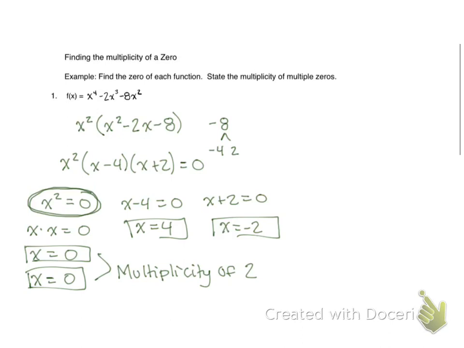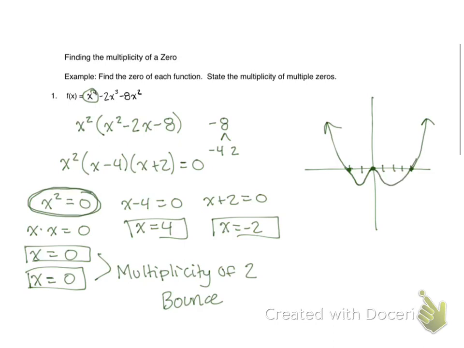What is this going to do on the graph? This is going to bounce. If I do a rough sketch of the graph, at -2 I have a 0, at 4 I have a 0, and at 0. Well, based on the leading term here, what's the end behavior? It should be up, up. So it crosses at -2 and 4, but at 0 it's going to bounce. That's what a rough sketch of that graph is going to look like.